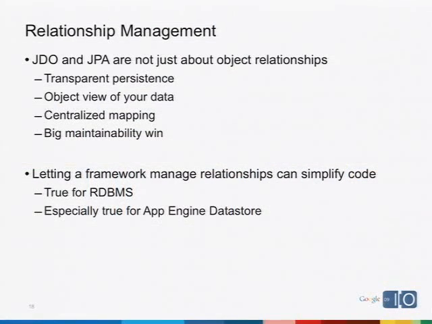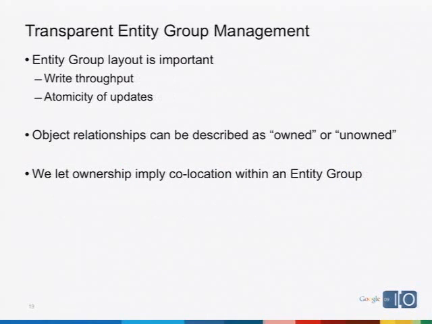So letting the framework manage relationships for you is particularly important when you're using the App Engine data store because there are no foreign key constraints. The other big win, and for me, this is the killer feature. I'm going to try to convince you that this is cool and useful. The killer feature here is transparent entity group management. Deciding what entity groups your objects are going to reside in is one of the most important design decisions that you're going to make when you're building an App Engine application.